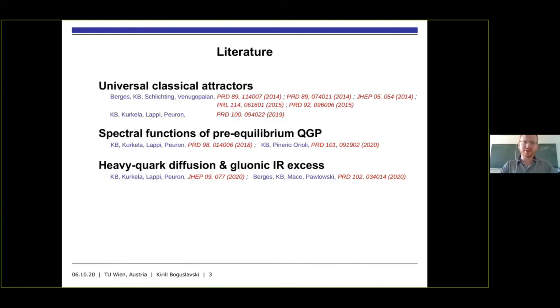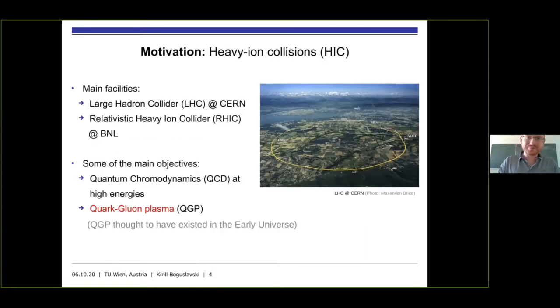These are some references that the talk is based on, but I will also write the references on the different slides. So let's start with the actual experiment that we try to understand, or what the motivation of all of that is, which is heavy ion collisions, and more precisely those at LHC and at RHIC, usually because of the large energies. And what we try to understand is quantum chromodynamics, and especially the quark-gluon plasma.